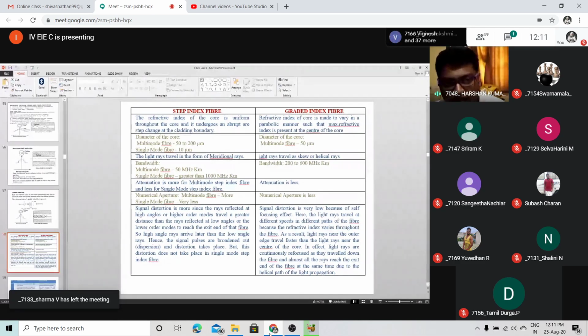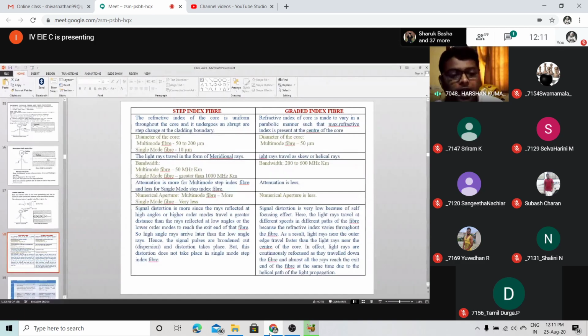So I will repeat the points again. The first point corresponds to the refractive index. The refractive index of the core is going to be uniform throughout the core, irrespective of the type. It may be single mode or multi-mode. Whereas in a graded index fiber, you will find the core's refractive index value to change with respect to the radius.